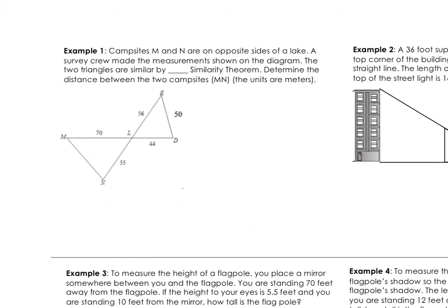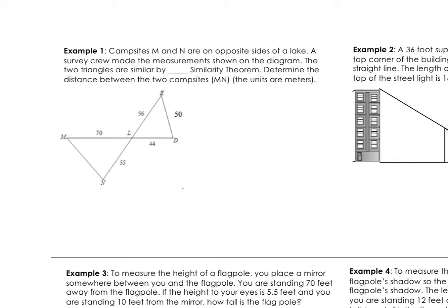So looking at example 1, this is a word problem. It says campsites M and N are on opposite sides of a lake, and a survey crew made the measurements shown in the diagram. So they measured this distance, this one, and this one. So first of all, we need to figure out how these two triangles are similar.